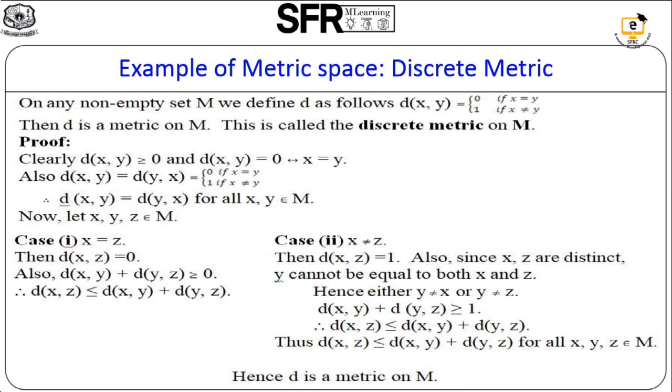Here also we are going to prove the metric with four conditions, that is d(x,y) is greater than or equal to 0, d(x,y) = 0 if and only if x = y, and also the symmetry property and triangle inequality. We are proving the triangle inequality in two cases because we are having 0 if x = y and 1 if x is not equal to y. We are creating two cases, that is x = z and x is not equal to z for the triangle inequality. Both the cases it satisfies the triangle inequality, so therefore d is a metric on M.